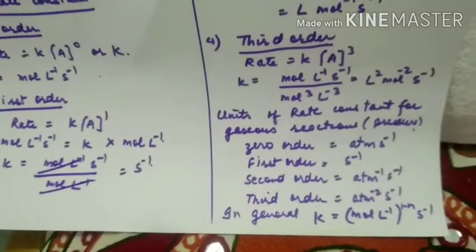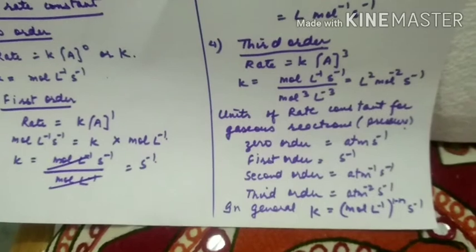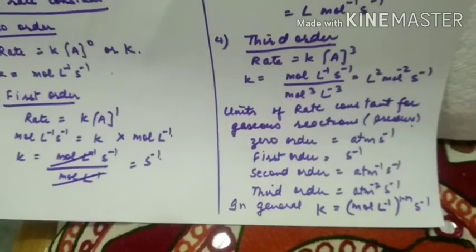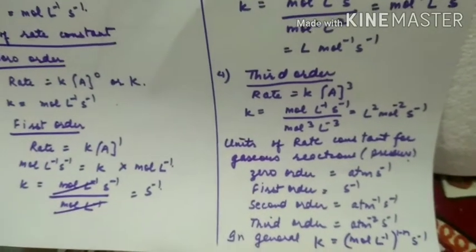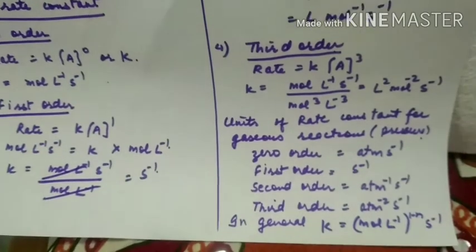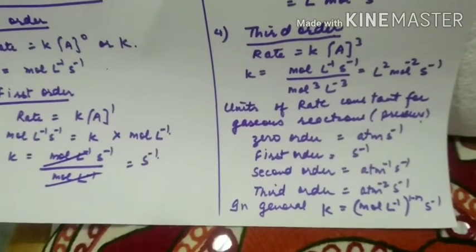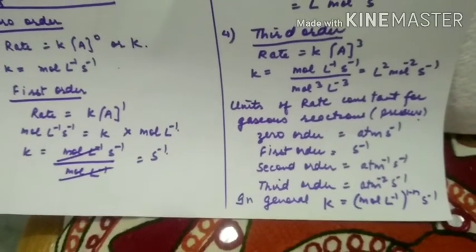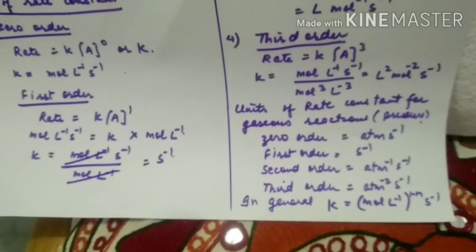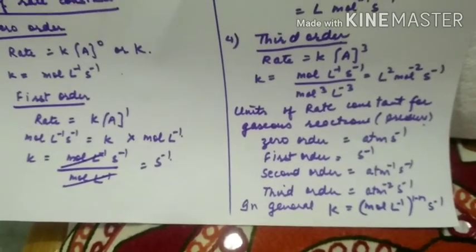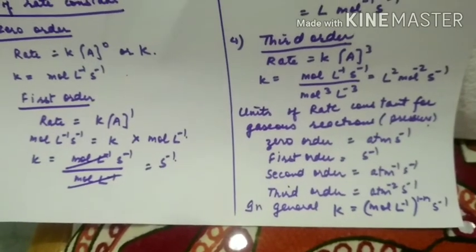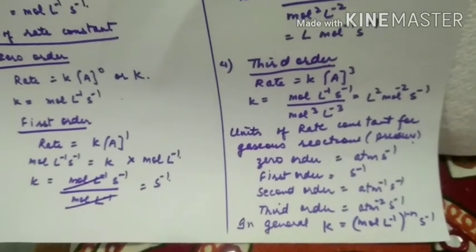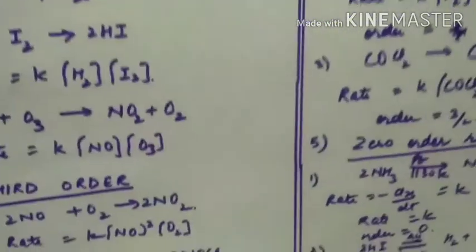Then for gaseous reactions, concentration is expressed in terms of pressure. So for zero order reaction, atmosphere second inverse; first order reaction, second inverse; second order reaction, atmosphere inverse second inverse; third order reaction, atmosphere raised to power minus 2, second raised to power minus 1. In general, the rate constant has units of mole, liter inverse raised to power 1 minus n, and second inverse.